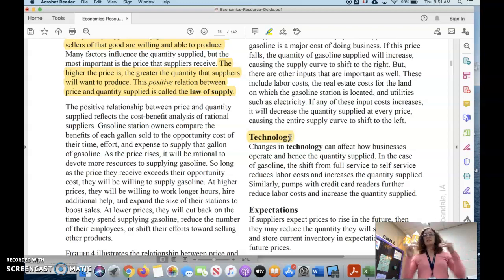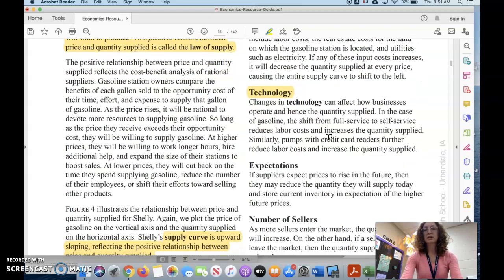Technology is another thing that has a big impact on supply. When technology innovations happen, usually the process of creating a good becomes less expensive. It kind of goes back to input costs, but technology is seen as its own influence here.